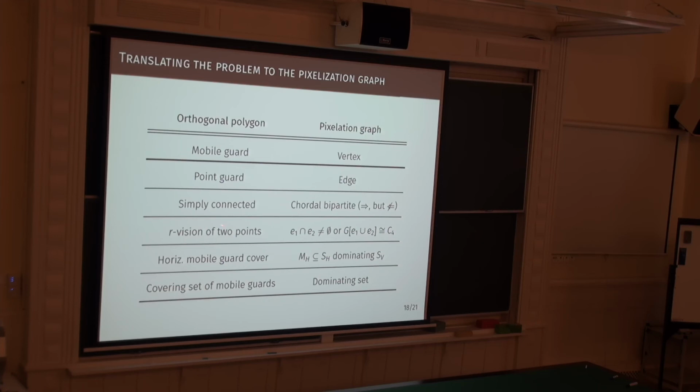Yeah, so I mentioned that simply connectedness is very important. This property translates to the chordal bipartiteness of the graph, which means that any cycle of length at least 6 must have a chord. Now, unfortunately, the reverse direction doesn't hold. But this is more than enough for us. This is the main property that we use about the graph.